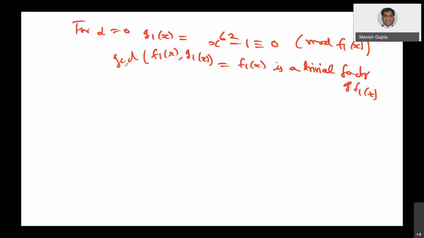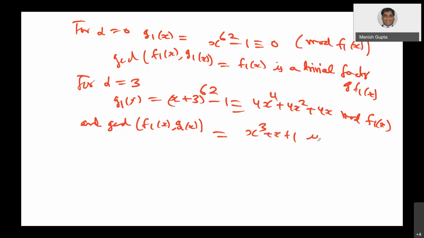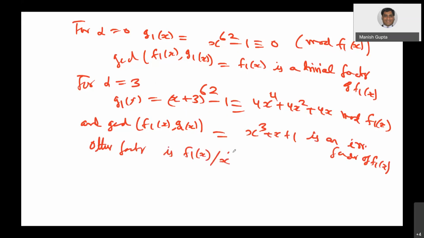Next, we try some other value of alpha, say alpha equal to 3. Then we obtain g1(x) equal to (x + 3)^62 - 1, which is congruent to 4x^4 + 4x^2 + 4x mod f1(x). These calculations are a bit lengthy, but their GCD of f1(x) and g1(x) is x^3 + x + 1, an irreducible factor of f1(x). So the other factor of f1(x) is f1(x) divided by x^3 + x + 1, which turns out to be x^3 + 2x^2 + 1.